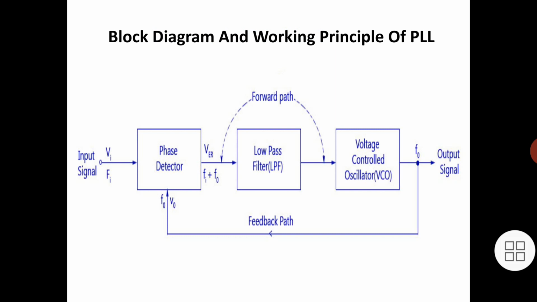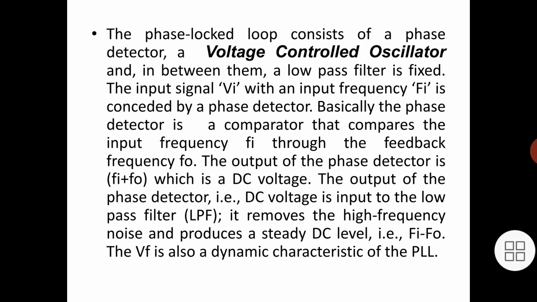This amplified signal is applied to the input of VCO as control voltage, which changes the VCO frequency F0 in such a way that the difference between F0 and Fi is reduced. If the two frequencies are brought almost identical by this feedback action, then the circuit is said to be locked. Once the lock is achieved, the VCO frequency F0 becomes equal to the input signal frequency Fi with a finite phase difference phi. This is the working of PLL.